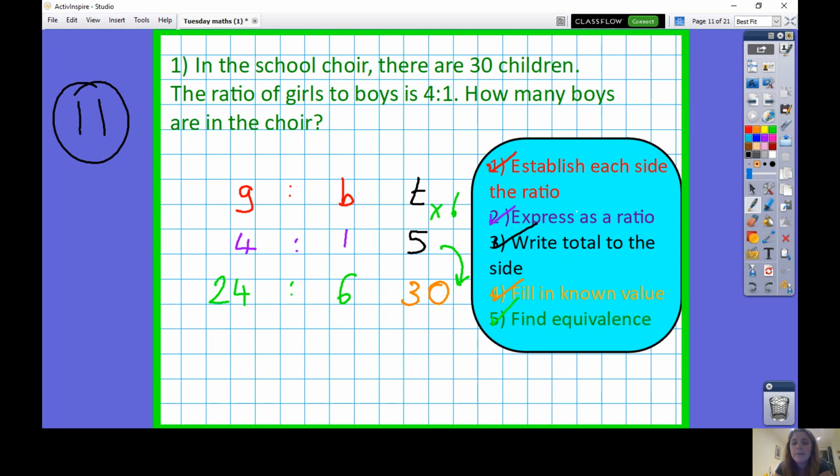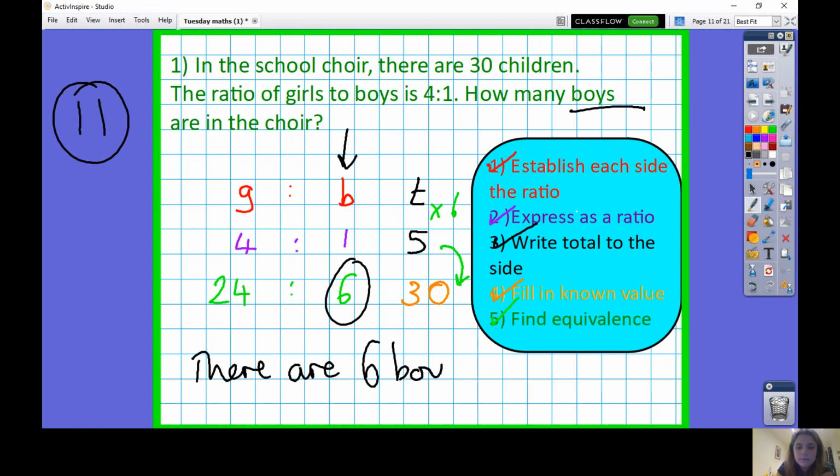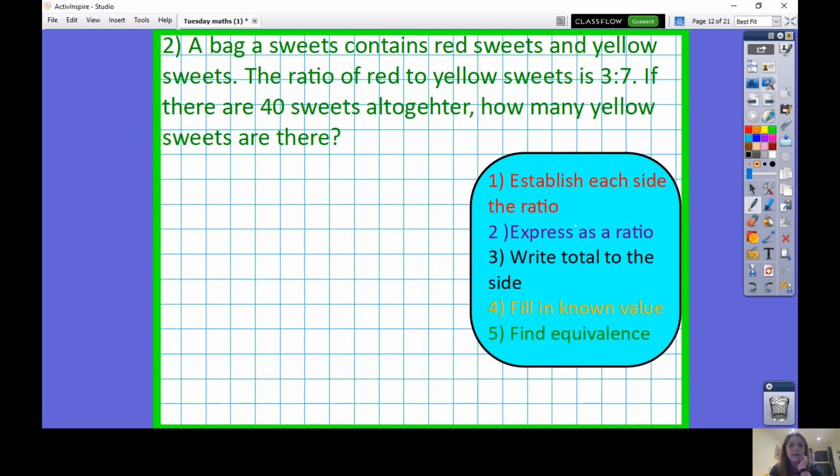Good. Now, that isn't finished because all I've done is my calculation. I haven't actually written the answer. The question says how many boys are in the choir. Look in boys. There are 6 boys in the choir. Well done if you got that. If you didn't get that one, please just go back and rewatch the video as I'm going through each example step by step. Remember, you've got your steps to success on the side, and this is very similar skills that you would use when you're finding equivalent fractions.